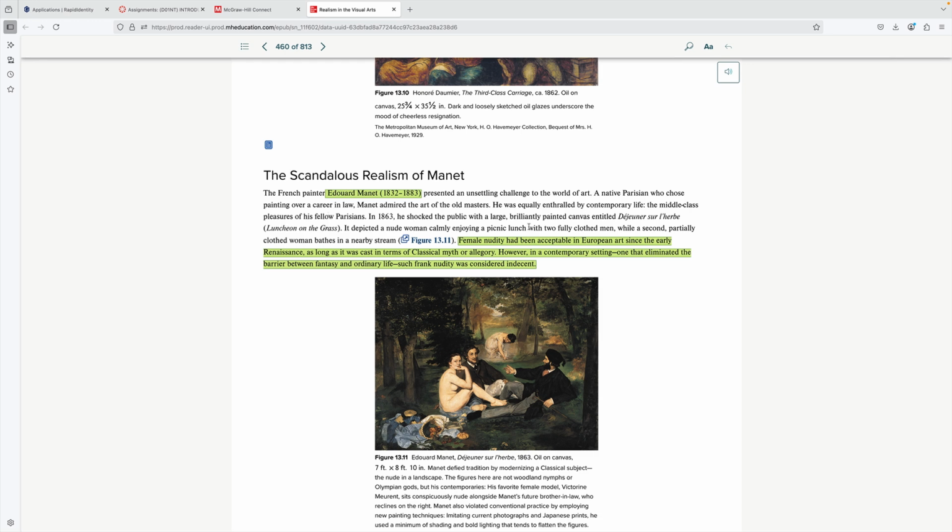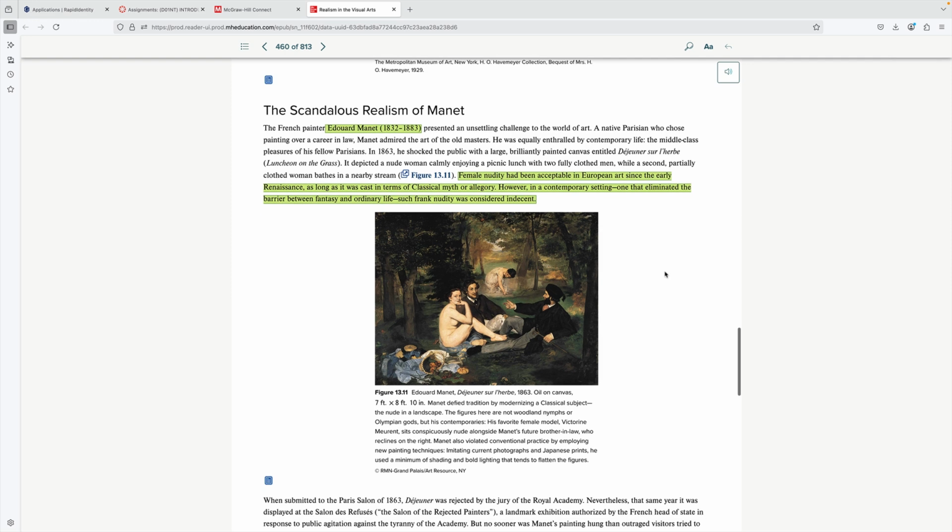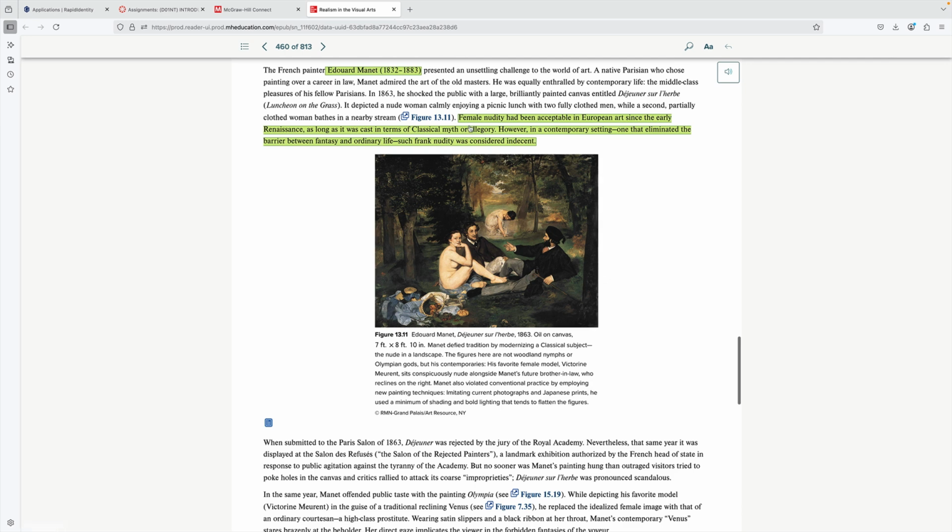One of the ways he called a lot of attention was with nudity, but also subject matter. So he opens the door for what eventually we're going to call the impressionists, but he is not an impressionist. He is a realist, or how we categorize him anyway. Female nudity had been acceptable in European art since the early Renaissance. This is so funny to me. As long as it was cast in terms of classical myth or allegory. So you can have a naked lady as long as it's a goddess.